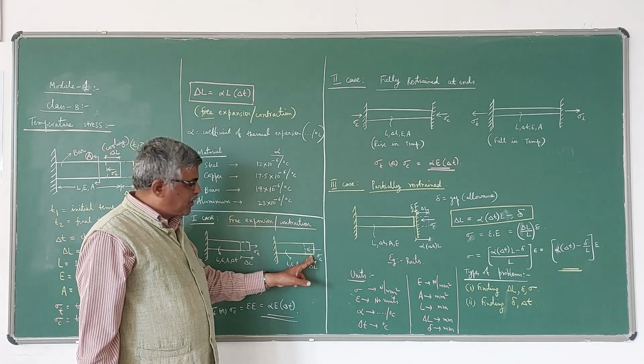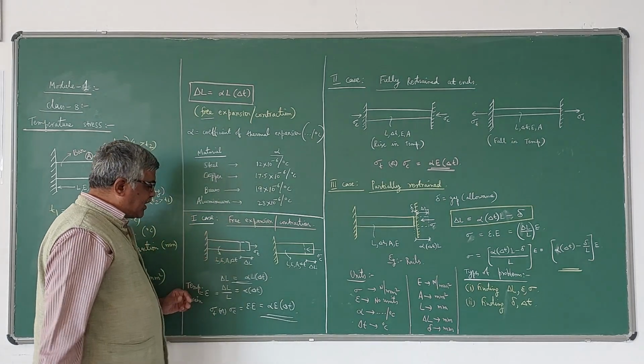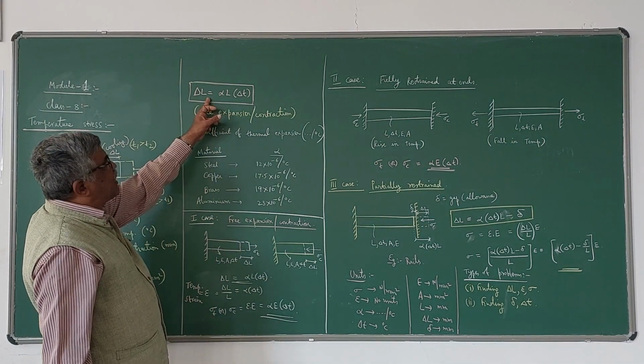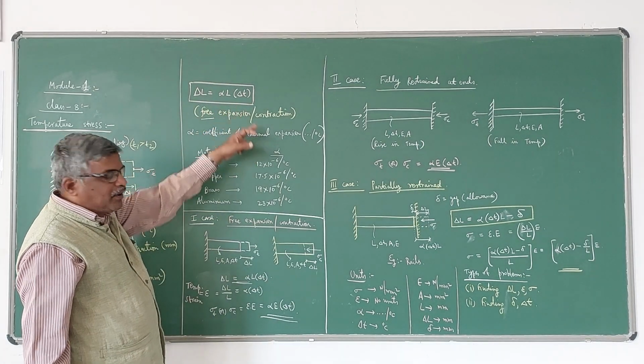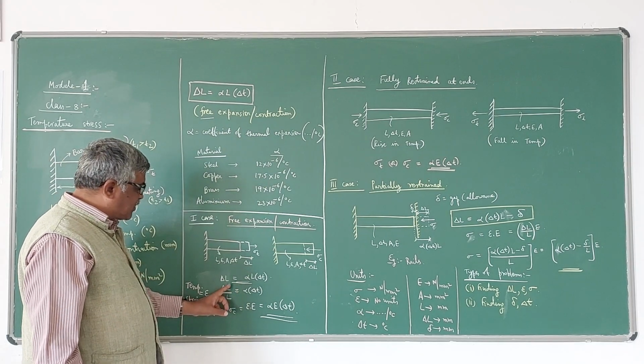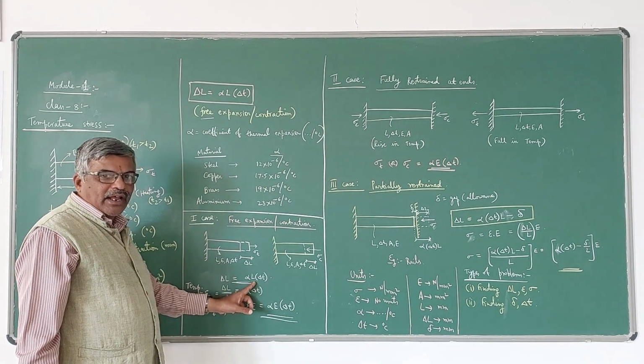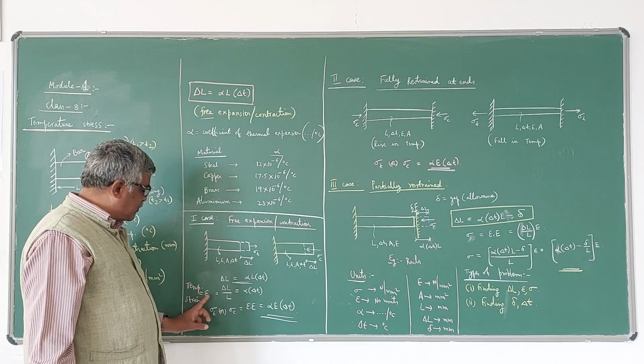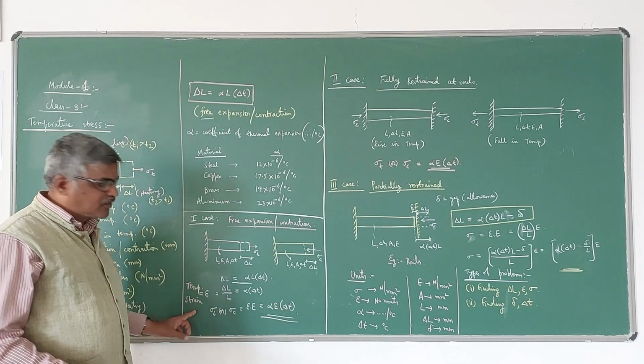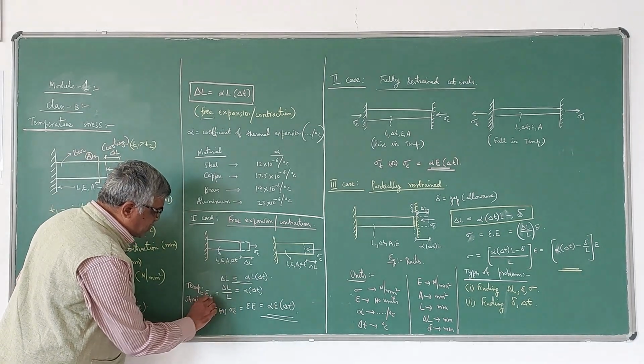Therefore it is subjected to tension or compression. See here, the same figure I have drawn here. In this case the formula is the same: delta L is alpha into L into delta T. From this change in length, you can always calculate the strain. This is called the temperature strain here, epsilon T.